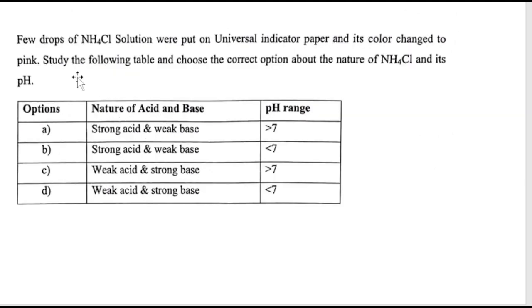A few drops of ammonium chloride solution were put on universal indicator paper and its color changed to pink. Pink means it is acidic in nature. Study the following table and choose the correct option about the nature of ammonium chloride and its pH. Ammonium chloride is a salt. So if the salt needs to be acidic, it should be a combination of a strong acid and a weak base. So we can take the answer as strong acid and a weak base. Both are given the same, but look at the pH range. This is greater than 7, this is less than 7. Acid means less than 7. So option B is correct.